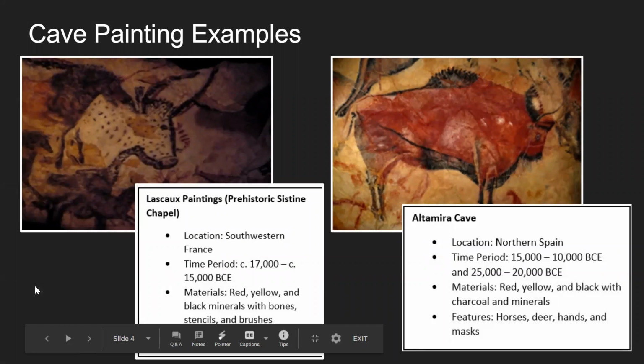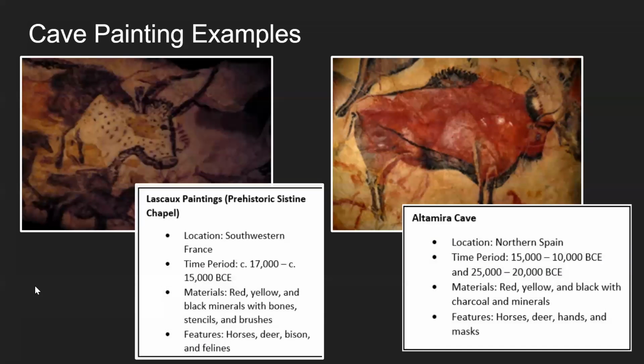Some of the cave painting examples: we have the Lascaux paintings, aka the Prehistoric Sistine Chapel. They're located in southwestern France, and they're pretty old, circa 17,000 to 15,000 BCE. And the materials they usually used are red, yellow, and black minerals. And on top of that, they had different tools that they'd use.